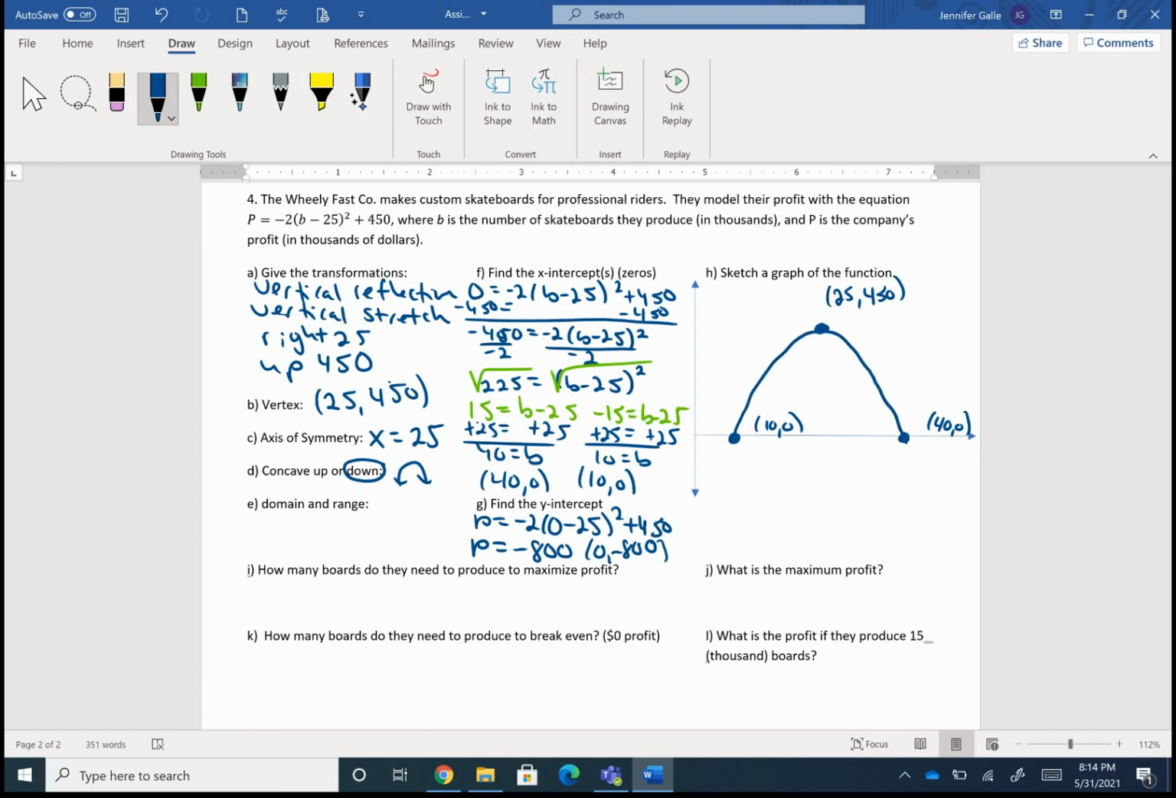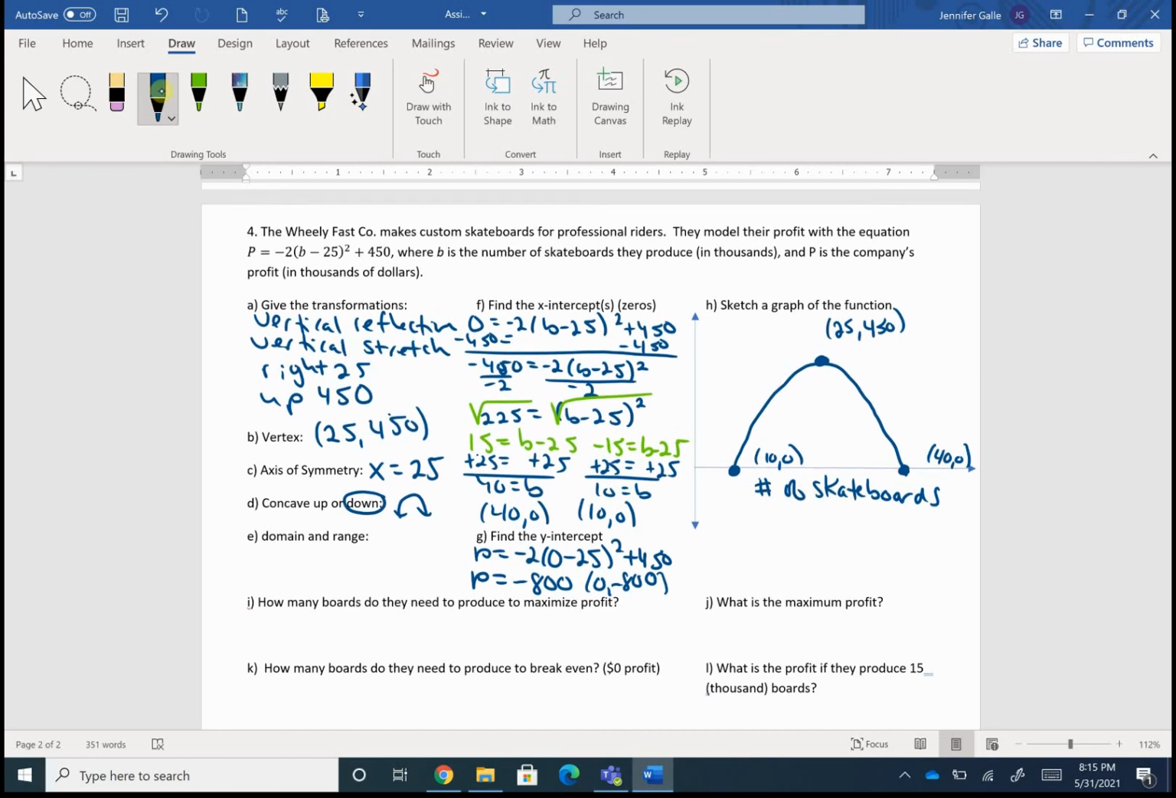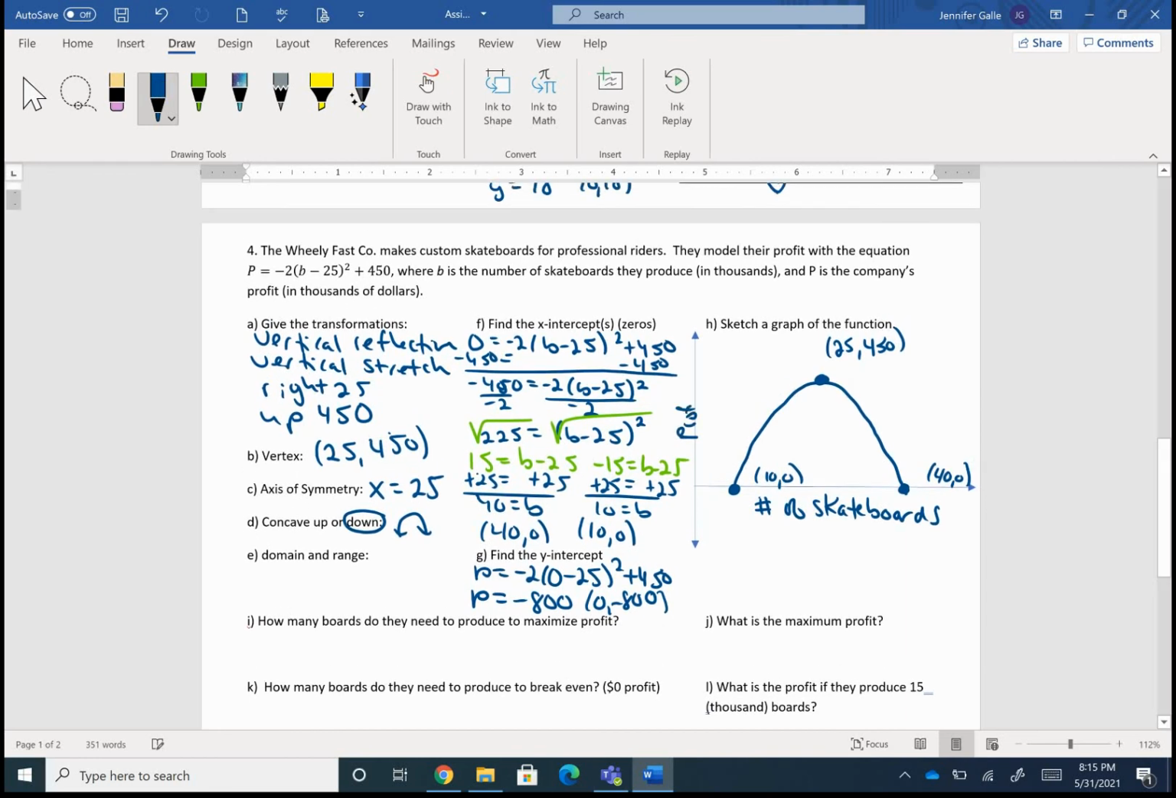In this case, our x-axis is being represented with B. B is the number of skateboards. Number of skateboards. And then our y value in this case is P, and P is representing profit. And they're both in thousands. If you can squeeze that label in there, profit is in thousands, and so is skateboards.